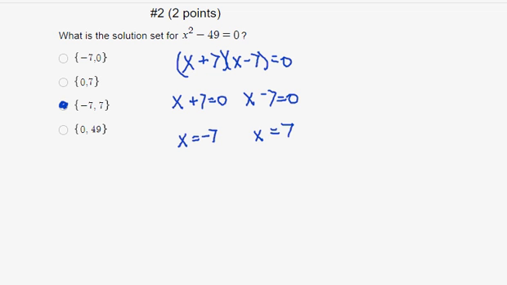The other thing, when we have an x squared with no x term, we want to isolate the x squared. So we have x squared equaling 49. Taking the square root, that gives us x equals plus or minus 7.